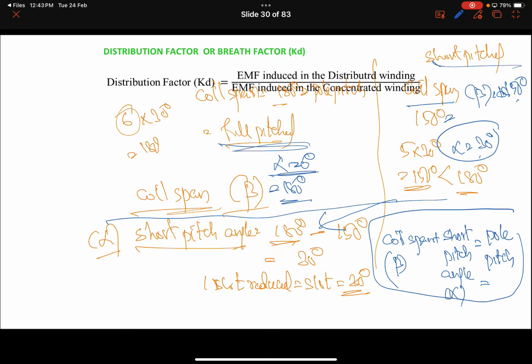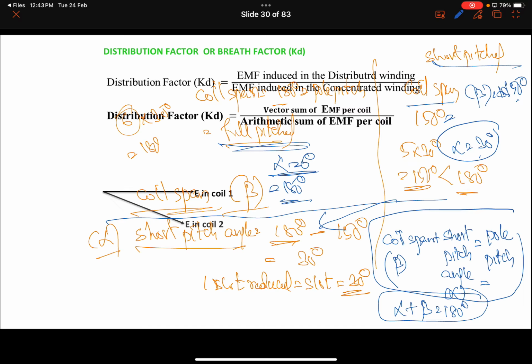For a short pitch winding, how much short pitch angle exists here? That I can calculate with the difference from the full pitch angle, that is 180 degrees minus. If I want to find out short pitch angle alpha, how can I calculate? Pole pitch minus. I can write here alpha plus beta equal to 180. If any one term is known, I can calculate the other term for short pitch angle. Alpha equal to 180 minus beta. Alpha equal to 180 minus beta. What is alpha here? Short pitch angle. You just need a little bit of practice for this.